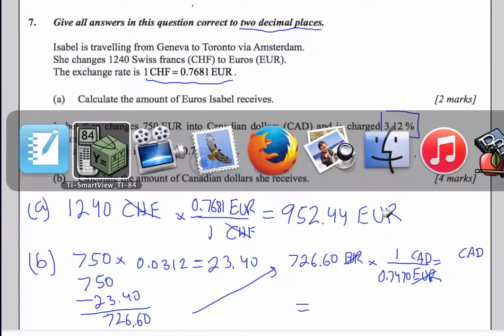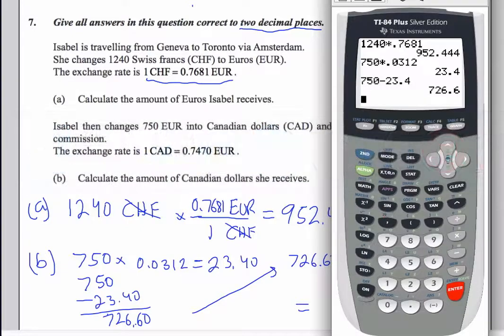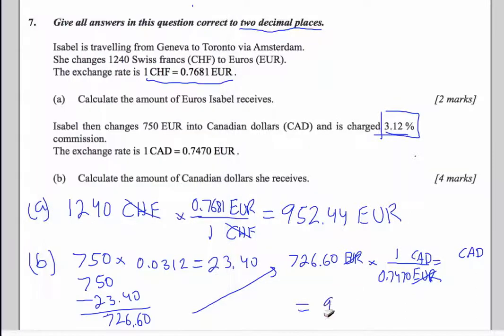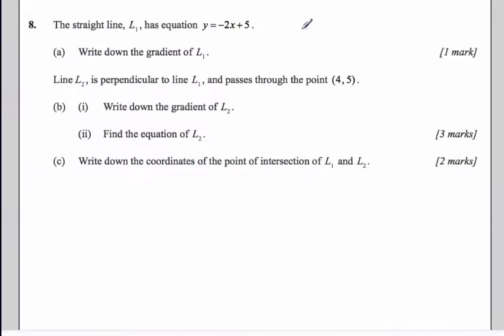All right, so I already have that number on the calculator, so I just press times. Oops, actually I'm dividing. Divide by 0.7470, and then we get 972 Canadian dollars and 69 cents. 972.69 Canadian dollars. Okay, next we have a linear equation question.